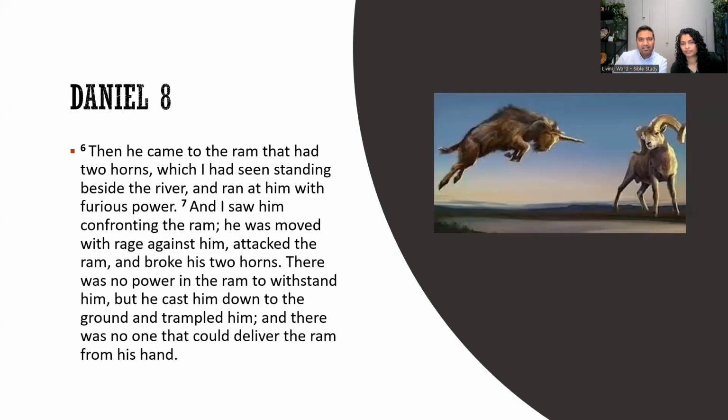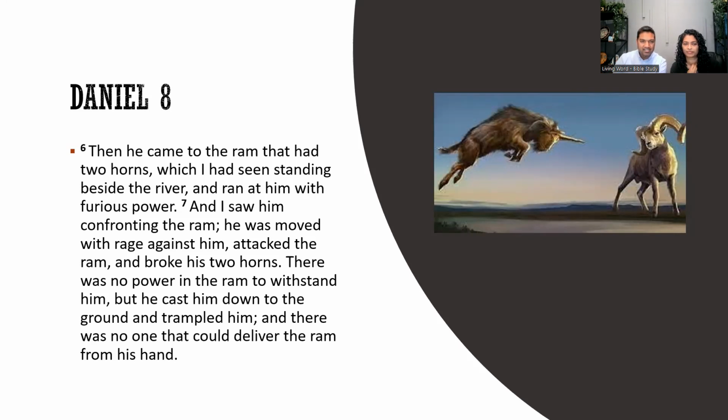In Daniel 7, we see that Greece was represented by another animal, that is leopard. That leopard is also known for speed. Here, goat. Goat is not known for speed, but a goat coming without touching the ground basically portrays that this came very fast. Then he came to the ram that had two horns, which I had seen standing beside the river, and ran at him with furious power.